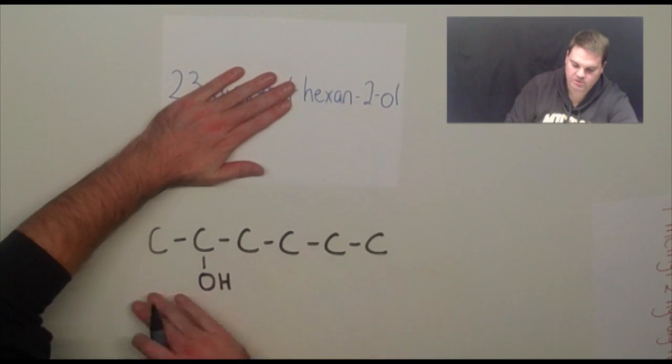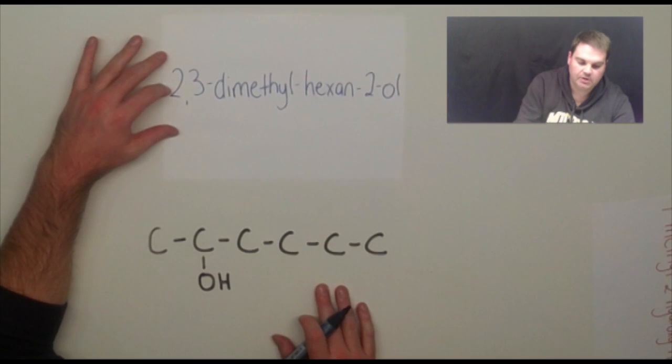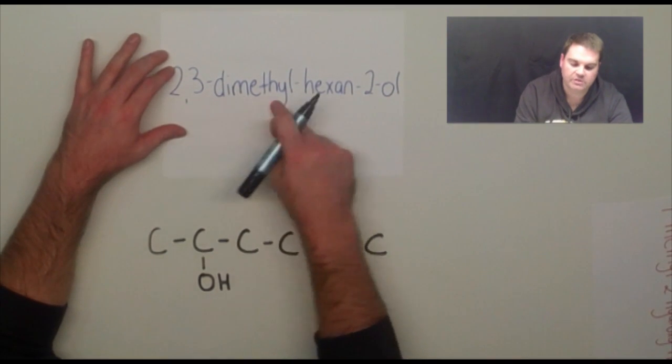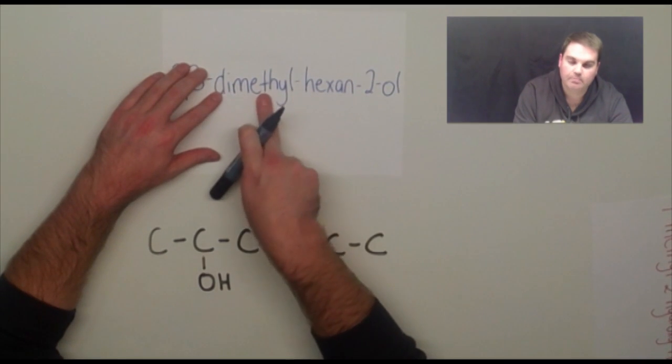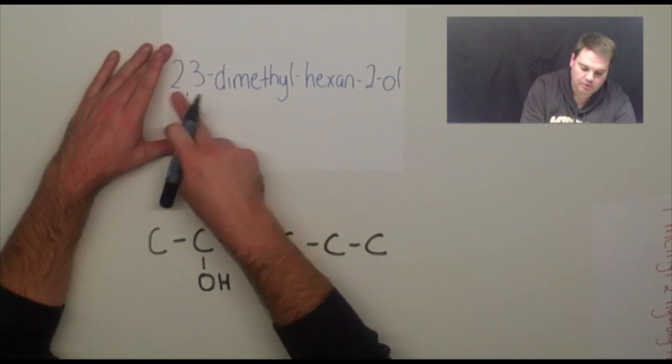So that's actually hexane-2-ol there. We haven't put the hydrogens in yet. So now we start having a look at this: 2,3-dimethyl. So di tells us that there are 2 methyl groups. Methyl is 1 carbon. So it comes on the second and the third one.